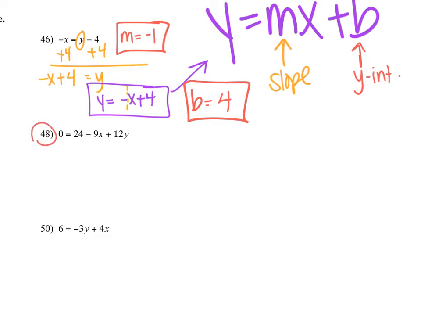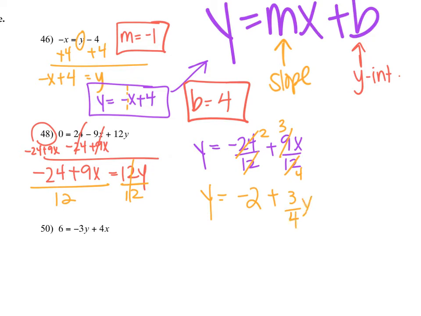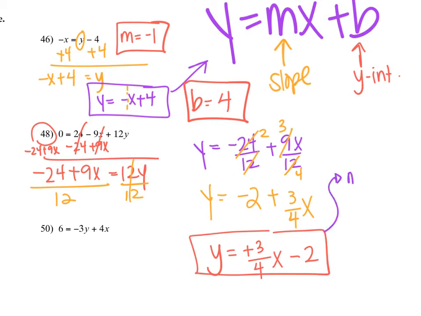Let's do 48. I'm going to move things around, so subtract 24 and add 9x to both sides. So I get negative 24 plus 9x equals 12y. Y is not isolated, so I'm going to divide by 12. So I get y equals negative 24 over 12 plus 9x over 12. And I can simplify this. This would be a 2, so I get y equals negative 2 plus, I can simplify that, 3 over 4x. And I'm going to rearrange this so it looks like my slope-intercept form. So y equals positive 3 over 4x minus 2. And now that I know that, I can identify my m equals 3 over 4, and my b equals negative 2. And I'm done.